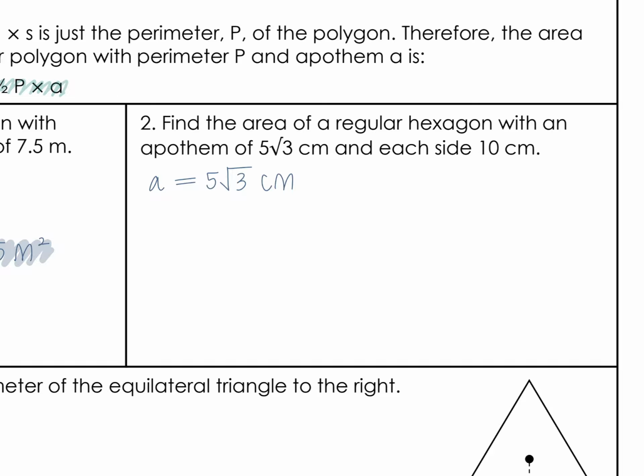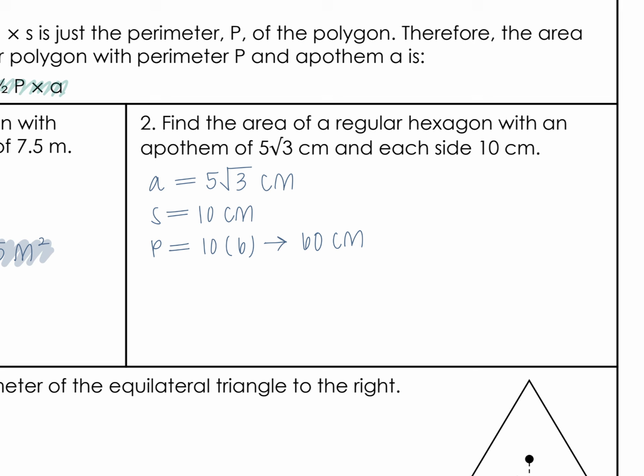And each side, so my S, is going to be equal to 10 centimeters. In order to find the area of this regular hexagon, we need to find the perimeter. So I'm going to start off by taking the side length of 10 and multiplying by my number of sides, which is the 6. So 10 times 6 is going to just give me 60 centimeters as my perimeter.